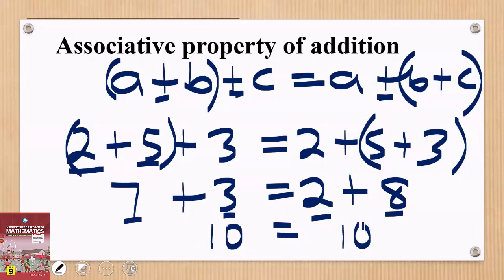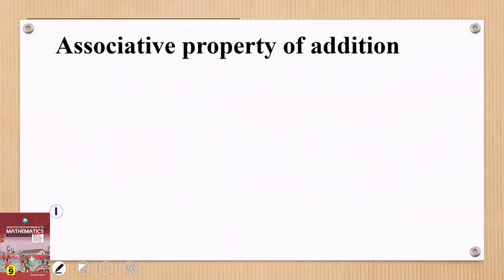Since the left-hand side is equal to the right-hand side, my conclusion is that addition is associative. Addition is associative. It's as simple as that, right? Let's take an example. Let's see how we can apply this. But before we do that, can this same thing work for subtraction?